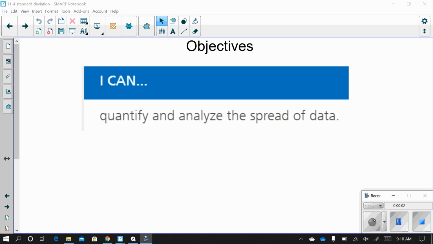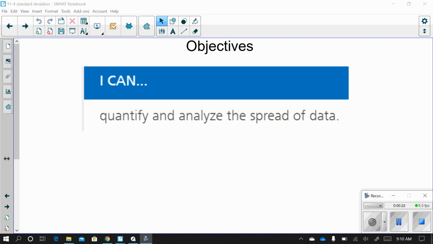Good morning, everyone. So we are starting 11.4 today. Before spring break, we left off with 11.3, where we were talking about if data was skewed or not. So today we're going to talk more about symmetrical data and some different things we can do with that. Today we're going to quantify and analyze the spread of data.